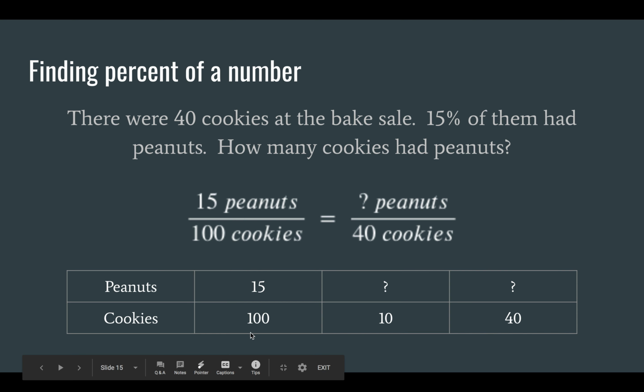So the first column should have my original amount that I have. So in this case, my ratio is 15 to 100. The last column will be the relationship I'm looking for, how many peanut cookies to 40 total cookies. And then the middle column is any number that's going to help you with that process. So I've chosen 10 here because 10 is a common factor of both 100 and 40. I didn't have to choose 10, and it doesn't have to be a common factor. I could have chosen 400, which is a common multiple of both 40 and 100.